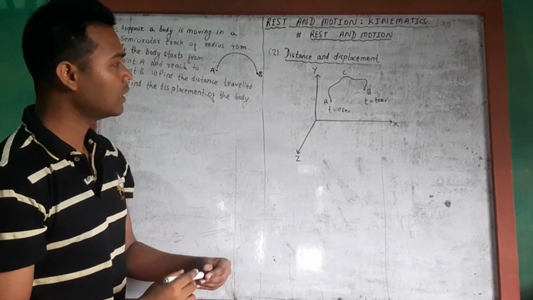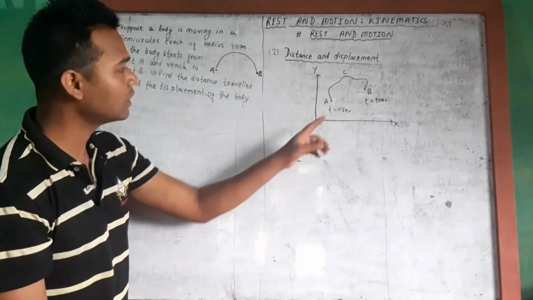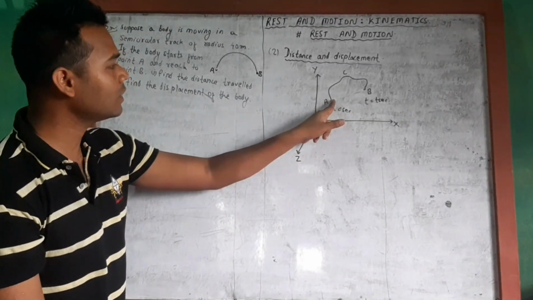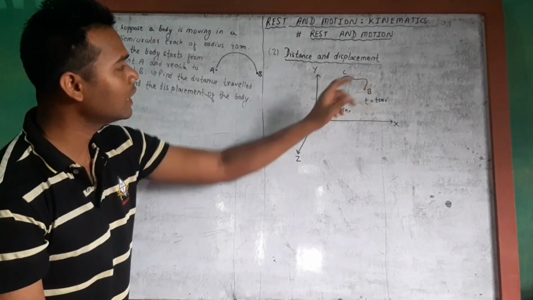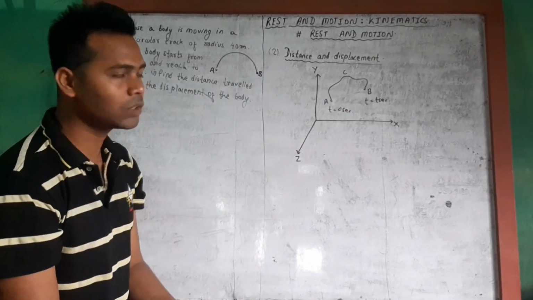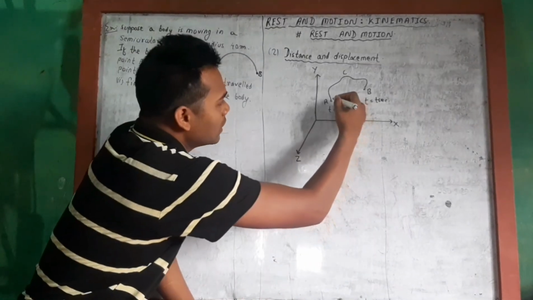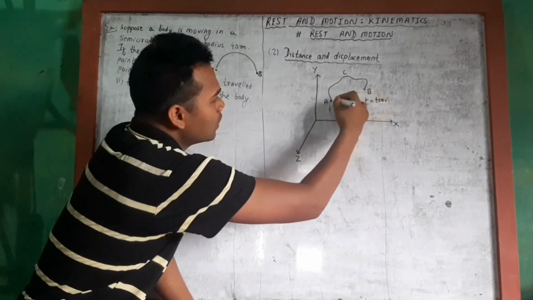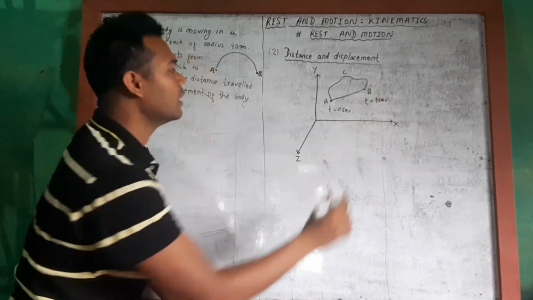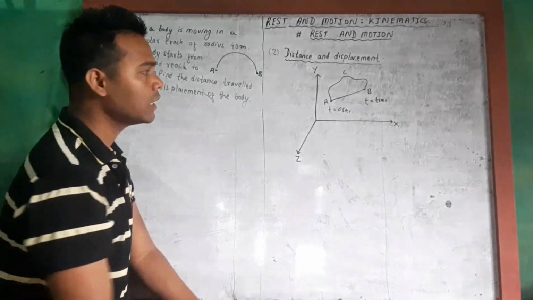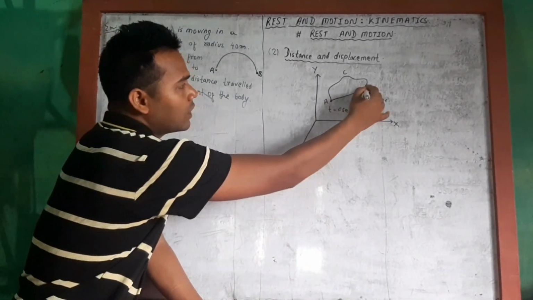Here the length of path traveled by the body, that is the length of path ACB, is called the distance traveled by the body. And if we simply join these 2 points with a straight line, then this straight line gives the displacement of the body from initial position to final position.